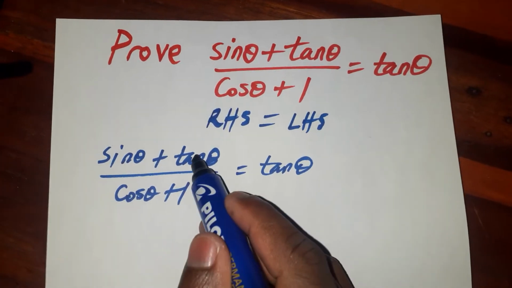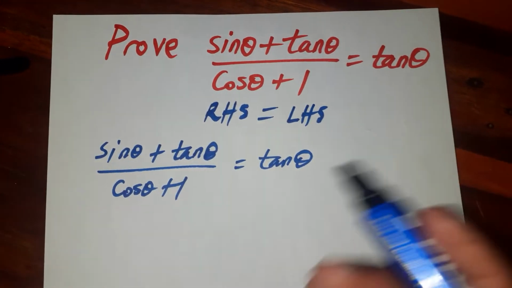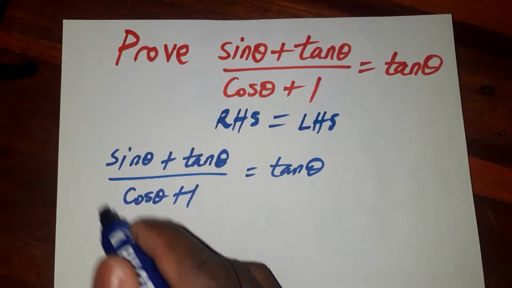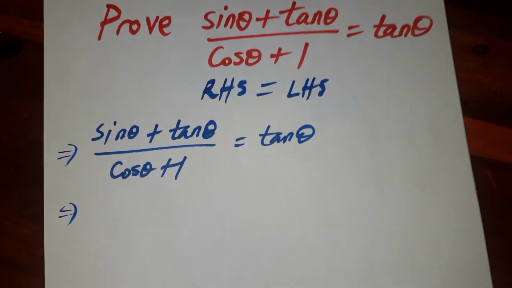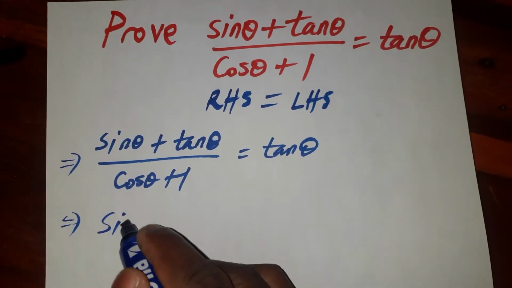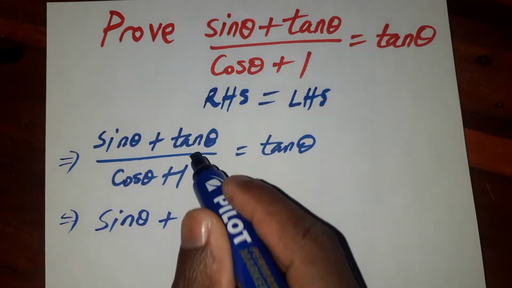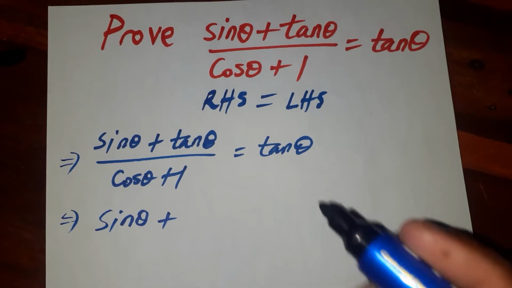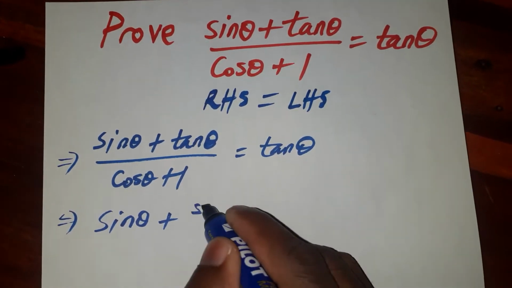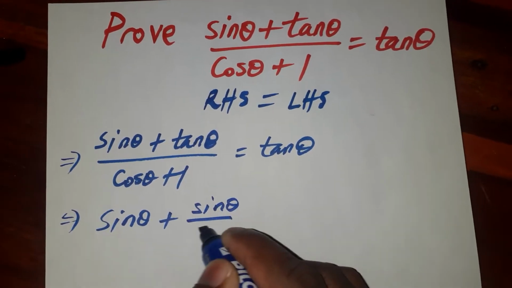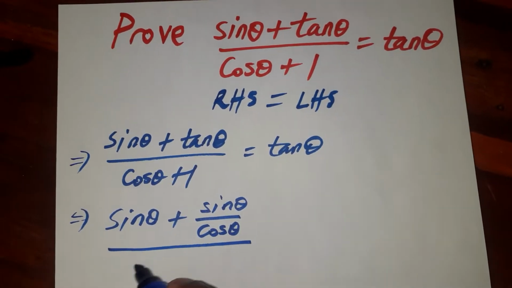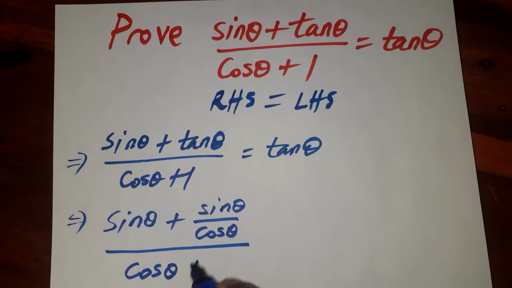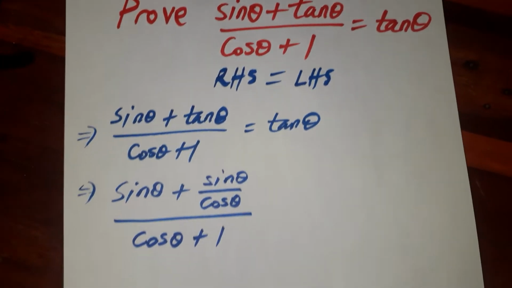In doing that, we have to rewrite tan theta in terms of sine and cosine. Then we are going to have sine theta plus tan theta, which we know is sine theta over cosine theta, and then we divide that by cosine theta plus 1.